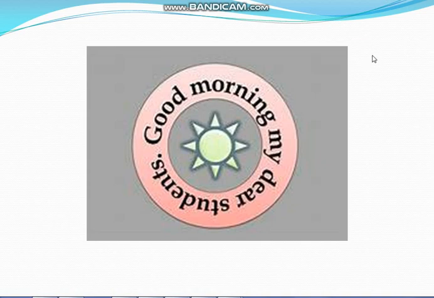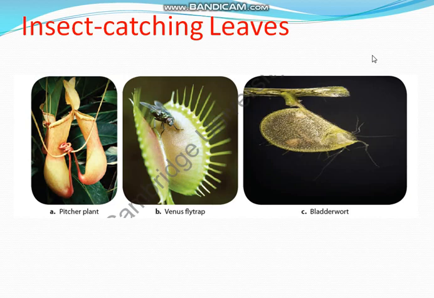In the last class we already studied modification of leaves. Today we can move to a new topic, that is insect catching leaves. Here you can see insect catching leaves. The first one is pitcher plant, the second one is Venus flytrap, and the third one is bladderwort. These three are insect catching leaves.